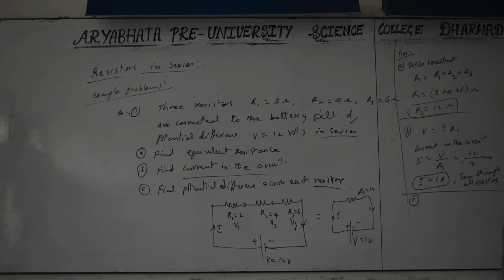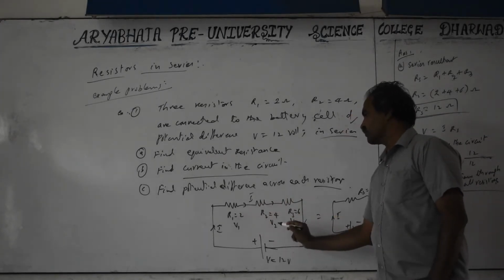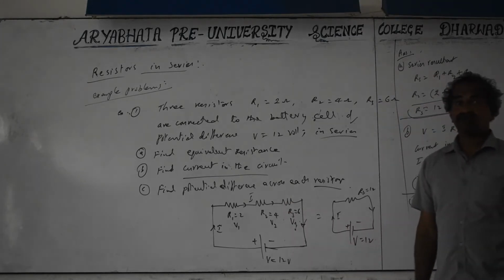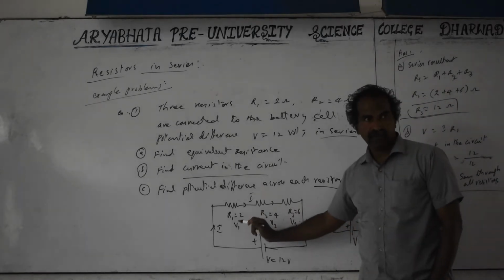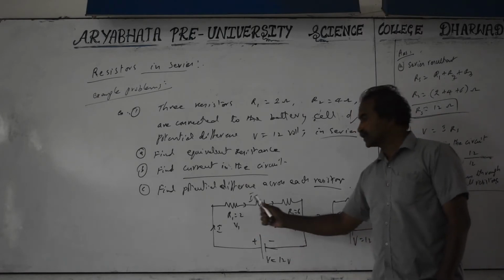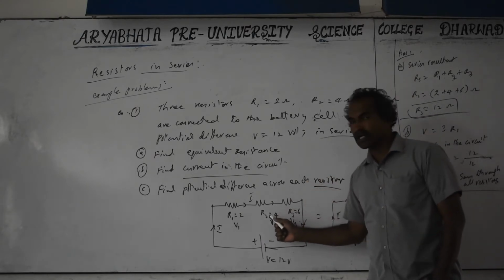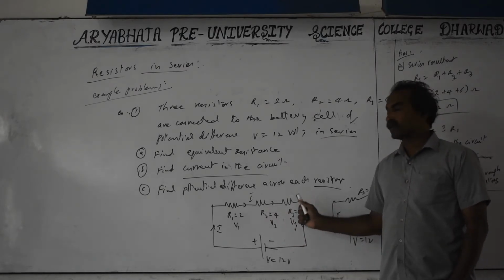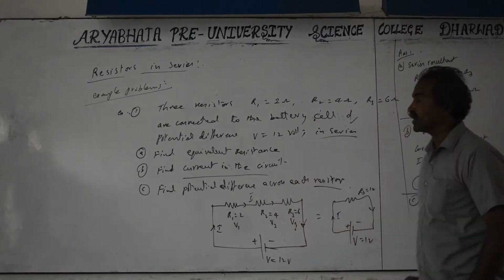Voltage across R1, 2 ohms, is V1. V1 is equal to I into R1, since I is the same. V2 is I into R2. V3 is I into R3. Don't use the direct formula. The direct formula is only for complex exams. If you want to find V1, V1 is equal to total voltage V into that resistance by total resistance, R1 plus R2 plus R3. If I want the voltage across R2, then V2 is equal to V into R2 by R1 plus R2 plus R3. We can find every resistor's voltage this way, but only for complex exams. Don't use the direct formula for the PUC examinations.